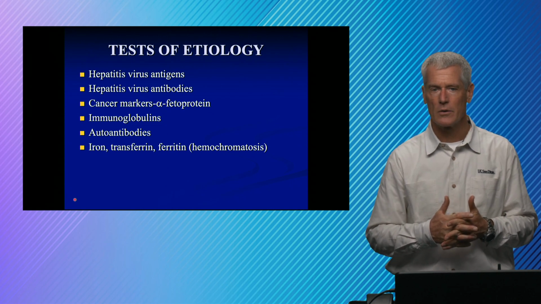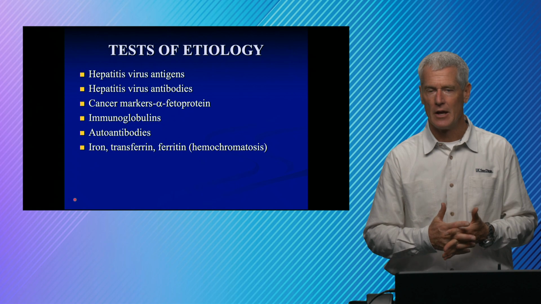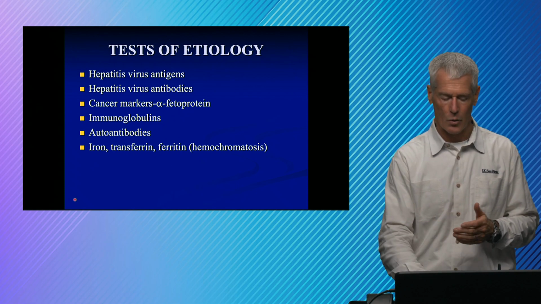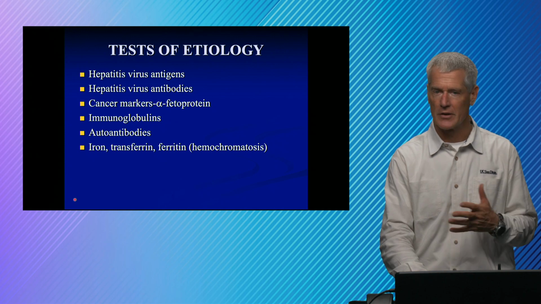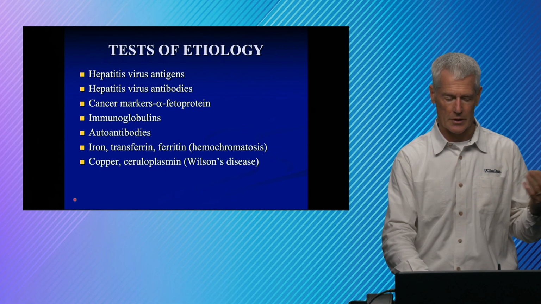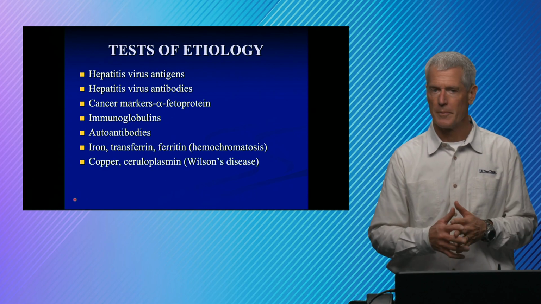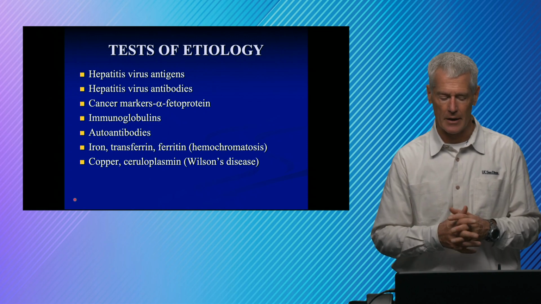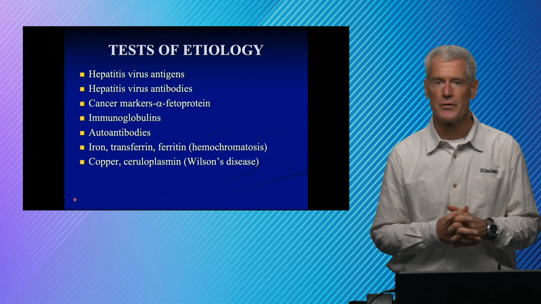Hemochromatosis is iron overload with tissue damage, and the liver is one of the organs that's being damaged, and so we can look at iron, transferrin, percent saturation, and figure out if we're having an overload of iron, which is causing liver damage. We also measure copper and ceruloplasmin, which is helpful in identifying the potential for Wilson's disease.